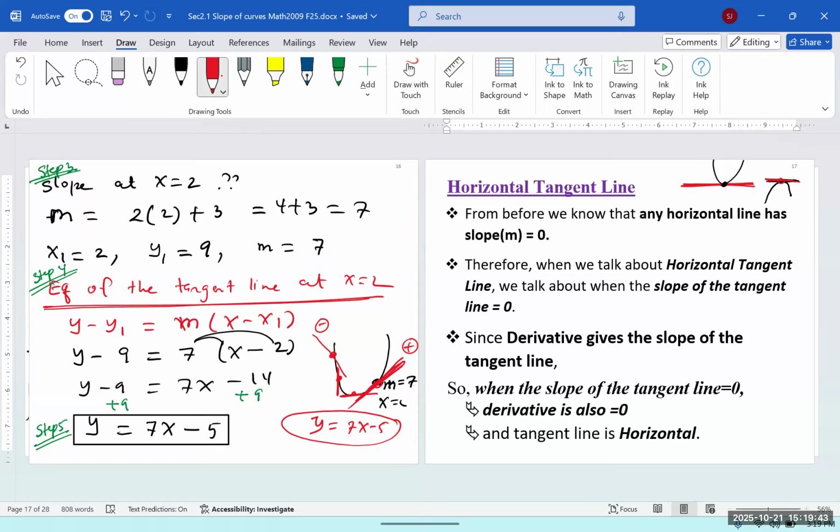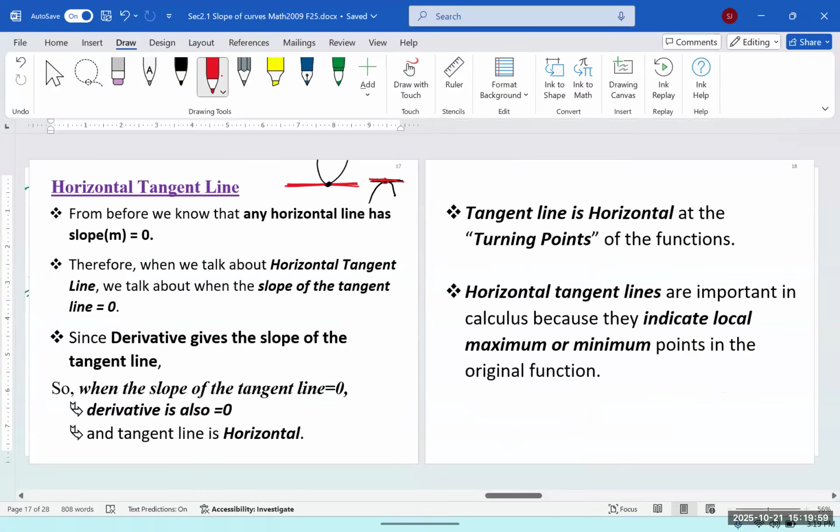So what do we do? We take the derivative of the curve, which gives the slope. We set the derivative equal to 0 and solve for x. We get the x values that give us a horizontal tangent line. Why do we care? Because as you observe, a horizontal tangent line gives us either a maximum or minimum of your curve. And you always want to see maximum or minimum.